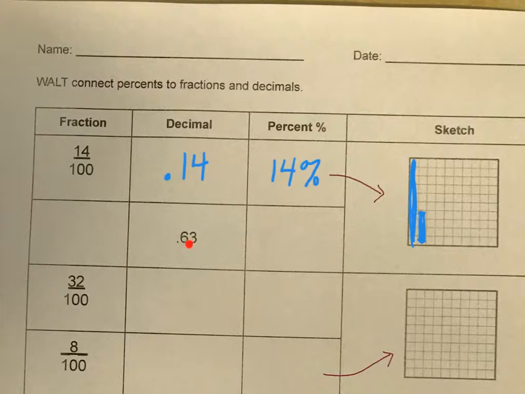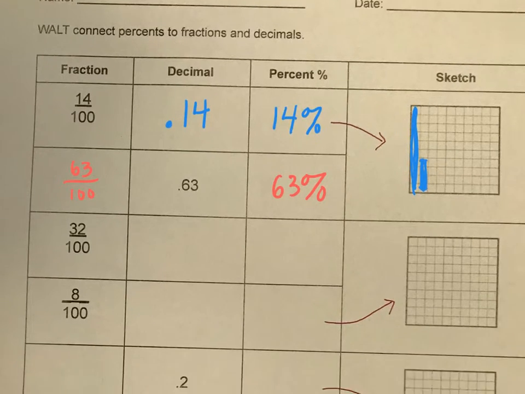If I have this decimal, 63 hundredths, we know to write that as a fraction. It's just another way of writing that fraction. And the percentage is simply 63%. So this next one, you should be able to do, we'll skip that one.